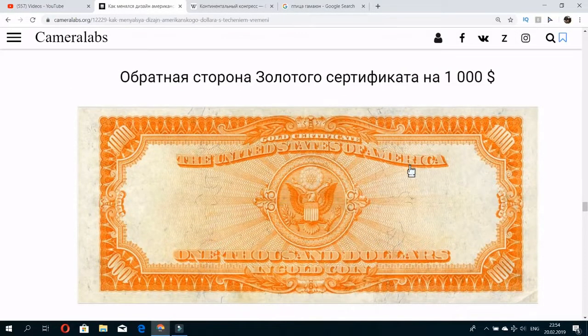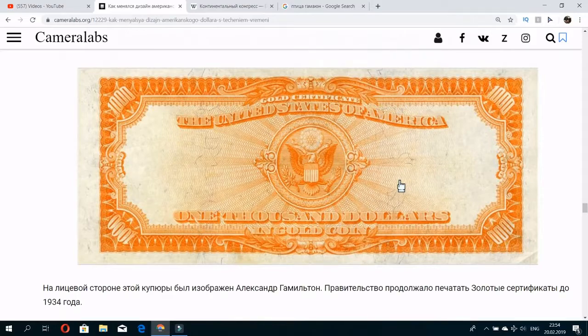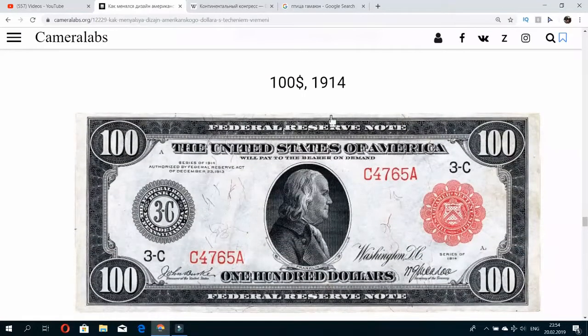Here we have the back side of the gold certificate for $1,000. Also United States of America gold certificate, $1,000 in gold coin. On the front side was Alexander Hamilton. So the government continued to print the gold certificates until 1934. $100 of 1914. And here we have completely new banknotes. These are called the Federal Reserve notes.